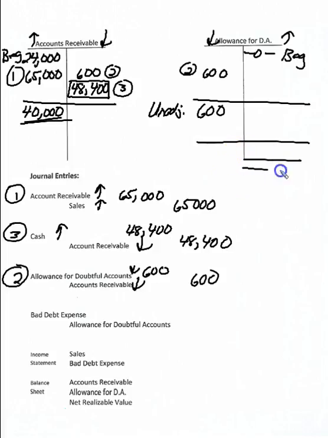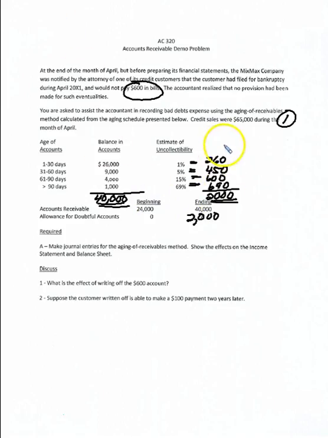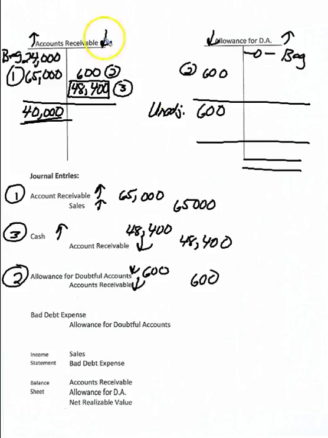Now, the normal balance in this account is a credit, and we've already figured out that of this 40,000, we estimated 2,000 will be uncollected. So we want the balance to be $2,000 here. So in order to get that to be $2,000, I need an adjusting journal entry for $2,600, and that's going to be our estimate for bad debt expense.